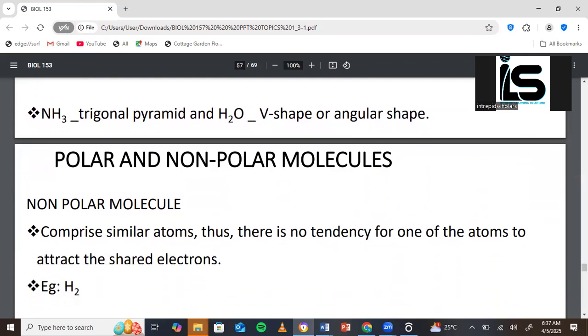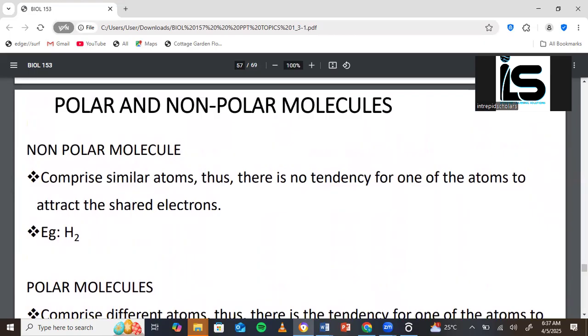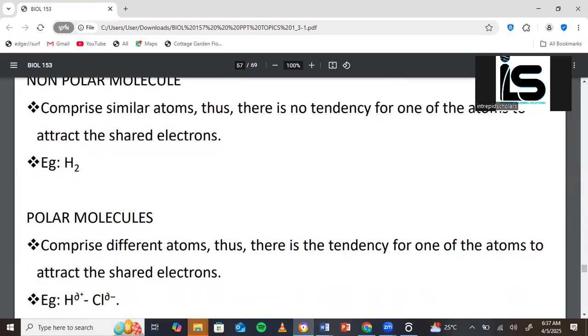Distorted tetrahedron shape. Now, let's introduce ourselves to the concept of polar and non-polar molecules. I've already talked about polar and non-polar molecules, right? A non-polar molecule is comprised of similar atoms, so there's no tendency of one atom to attract the shared pair of electrons towards itself. So take hydrogen gas, which has 2 atoms of hydrogen.